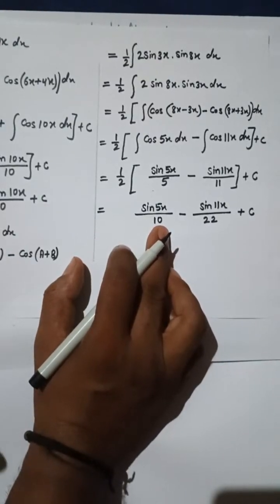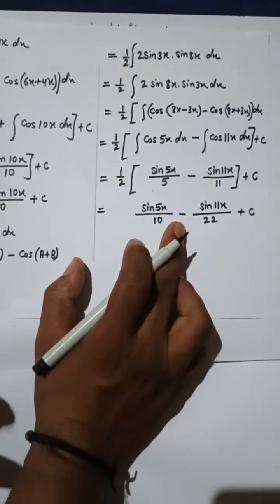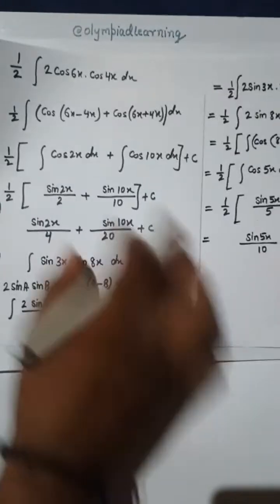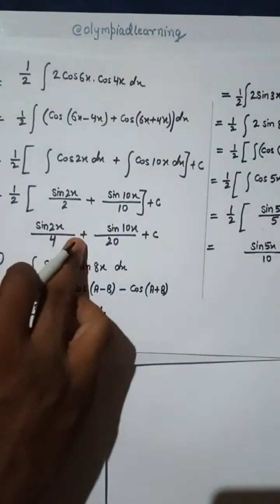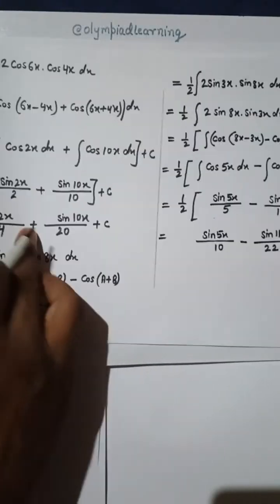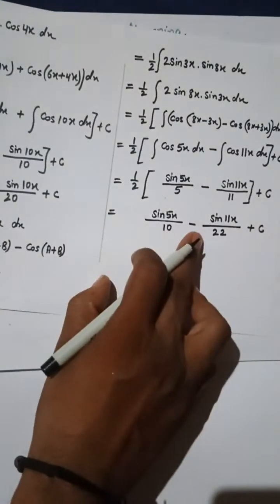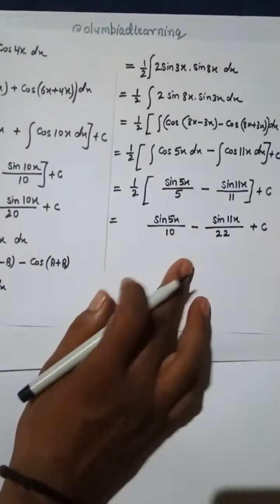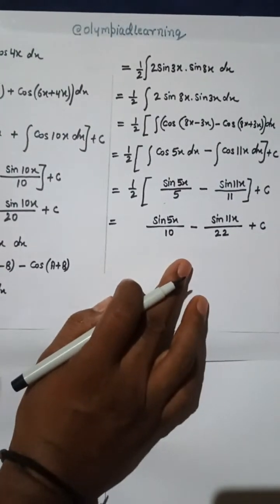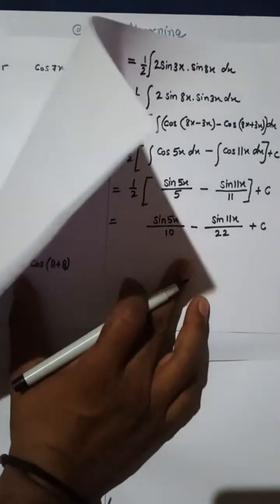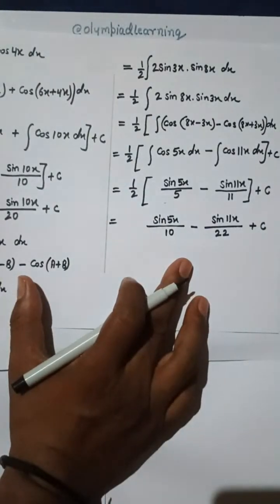If both are cos, then here a plus sign will be there, right? As we have done here, if both are cos, you can see a plus sign is there. If both are sine, then a negative sign is between these two terms. So this is our integration.